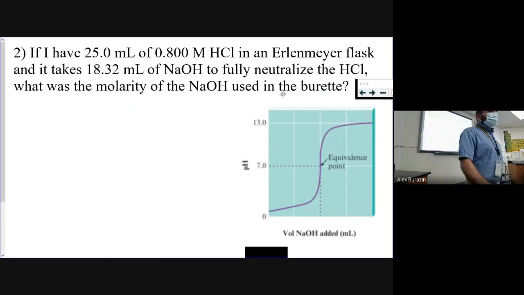All right. So if I have 25 milliliters of 0.8 molar acid in an Erlenmeyer flask, and it takes 18.32 milliliters of base, sodium hydroxide, to neutralize it, what's the molarity of the base from the burette? See what you can do.